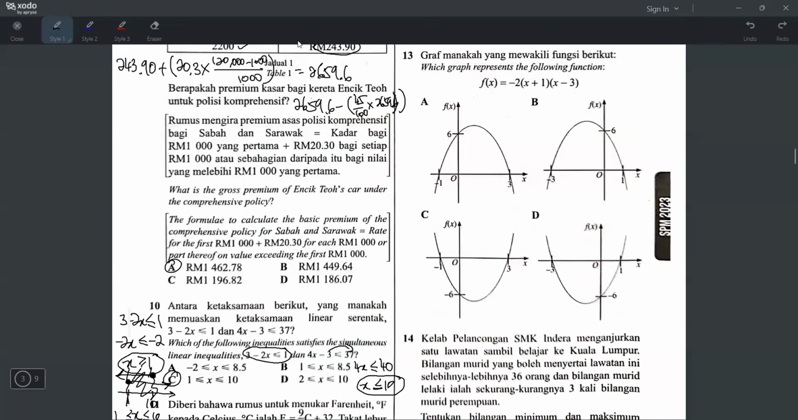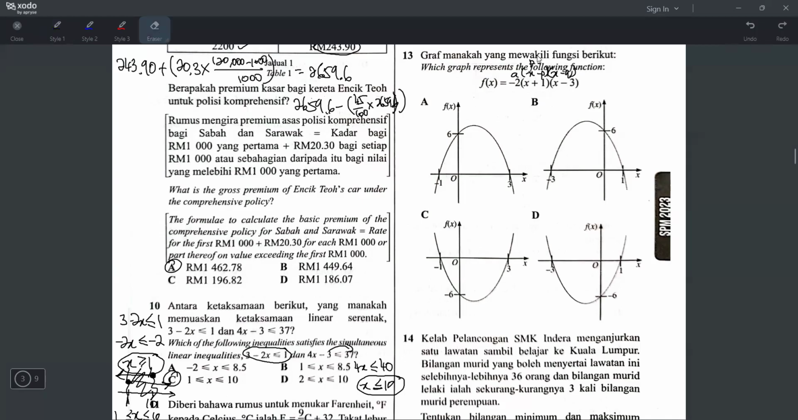Okay, number 13. Which graph represents the following function? So f(x) equals negative 2 bracket x plus 1 bracket x minus 3. Okay, for those students who take Additional Maths, you will know that this is called intercept form. Yeah, this form we call intercept form. What is intercept form? a(x minus p)(x minus q), or it can be x plus q, whatever. So this is intercept form, and p and q will be the x-intercepts.